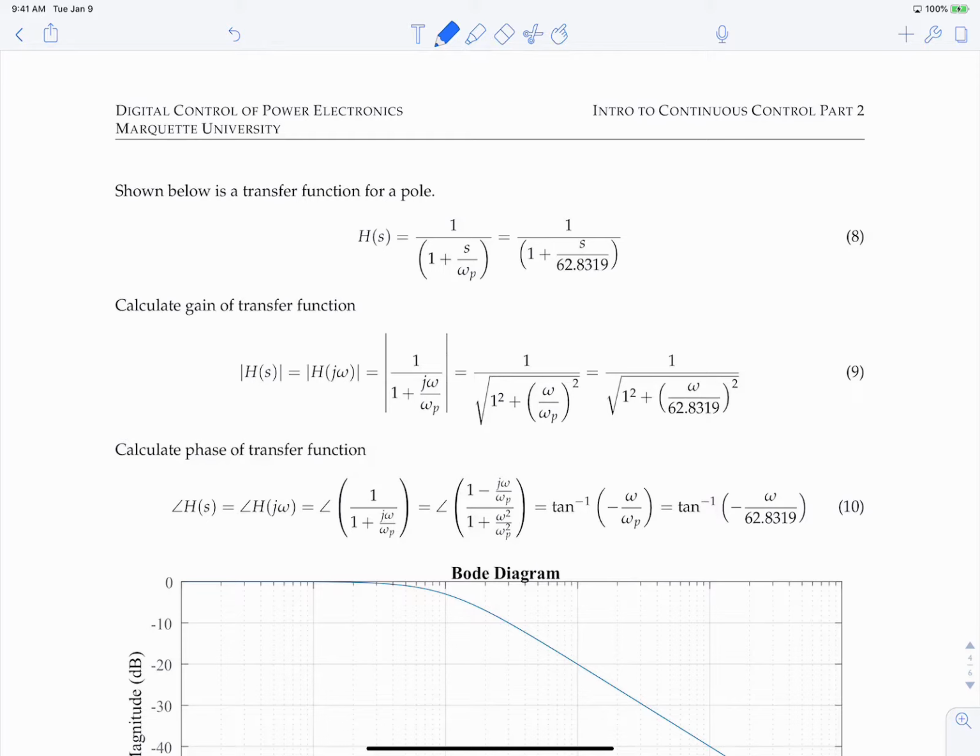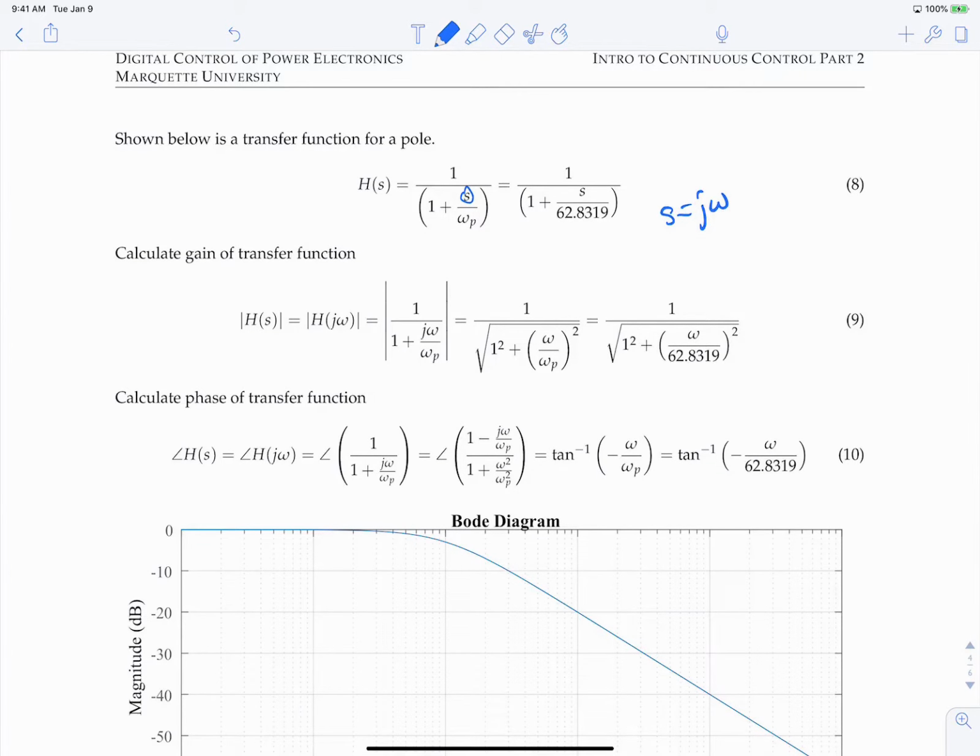Let's calculate now the Bode plot for this transfer function. If you look at this, we now have a zero in the denominator, which we call a pole. It means as we hit that, the gain of that particular pole is going away. Okay, so let's take a look here. If we substitute s equals j omega and calculate the gain of that complex number, it goes to this equation here.